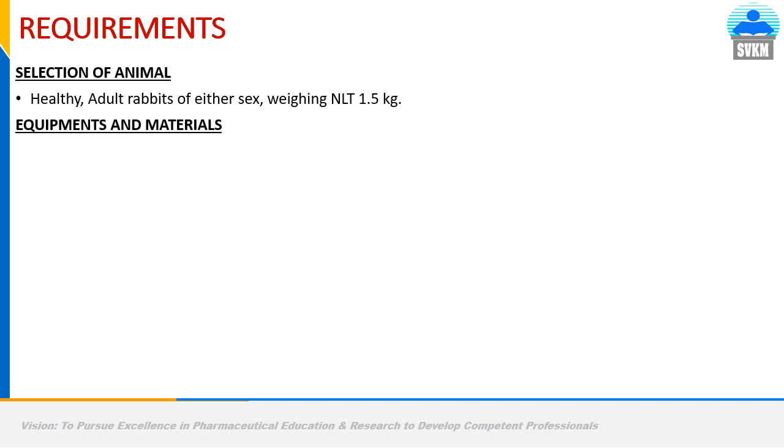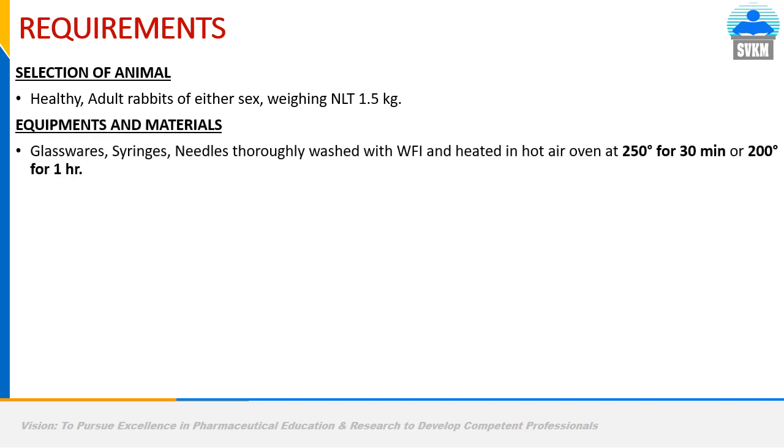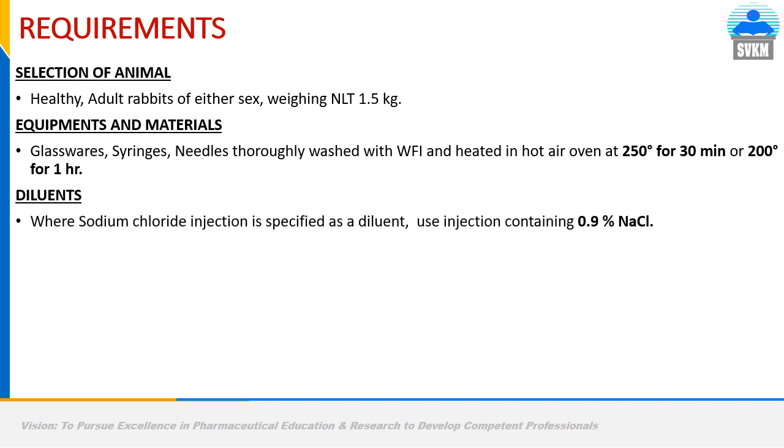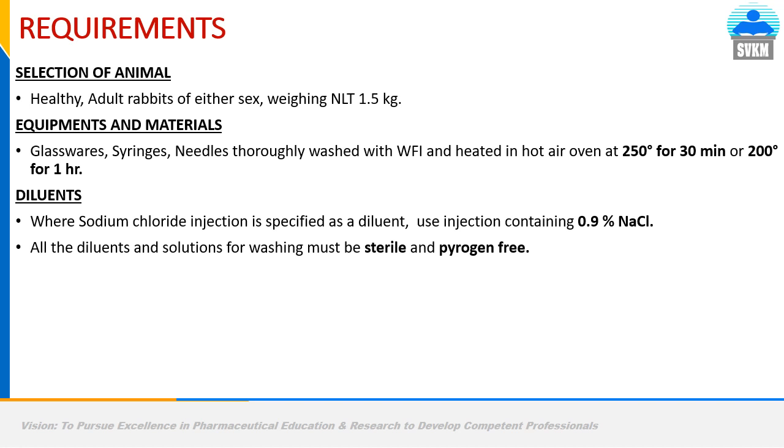In case of equipment and materials, we use different glassware, syringes and needles, which must be thoroughly washed with water for injection and heated in a hot air oven at 250 degrees Celsius for 30 minutes, or 200 degrees Celsius for 1 hour, in order to make them pyrogen free. In case of diluents, when sodium chloride injection is stated as a diluent, we use 0.9% NaCl injection. All the diluents and solutions that we use must be sterile and pyrogen free.